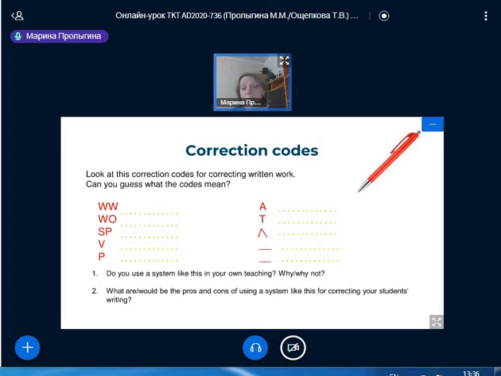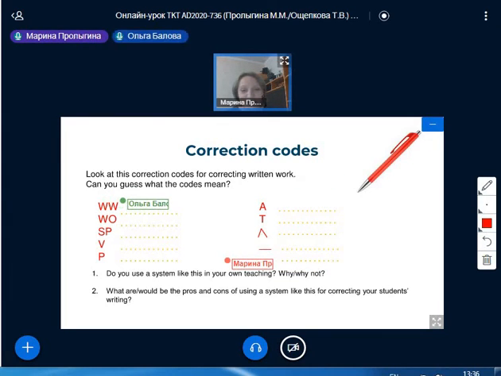Yeah, and for this purpose we can use different correction codes. Of course, you can see the most typical codes on the screen, and you can decode them easily. Now, could you please use your tools to write the correct variants? What do you think about each of them? What is WW? Only two W's there? Exactly. This is about the wrong word. Good. Word order, the second one, right?